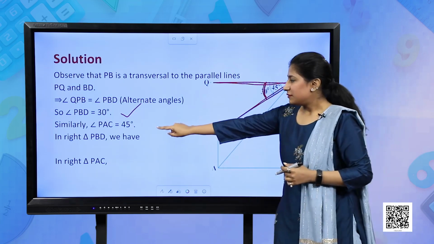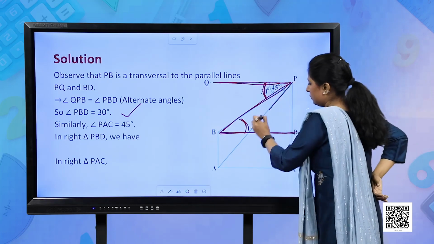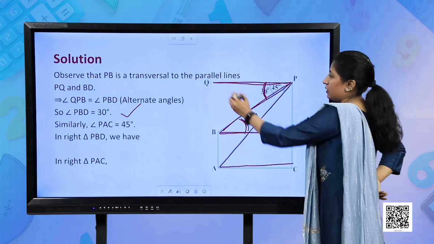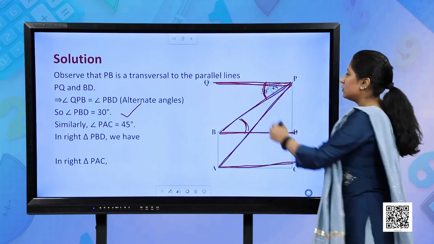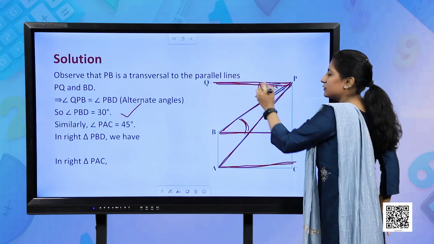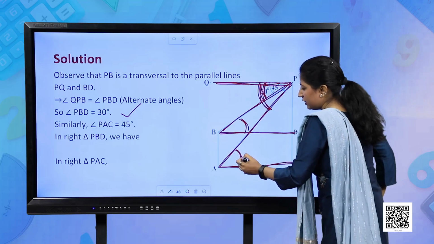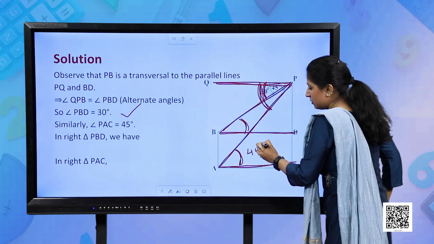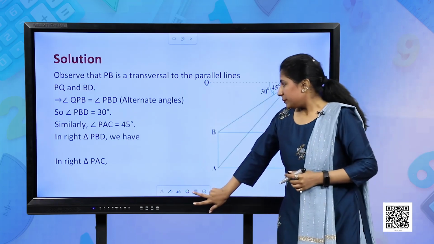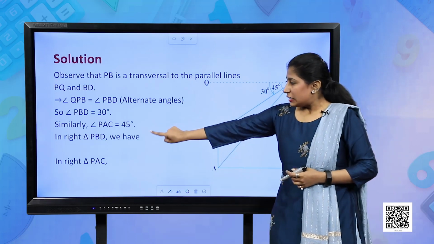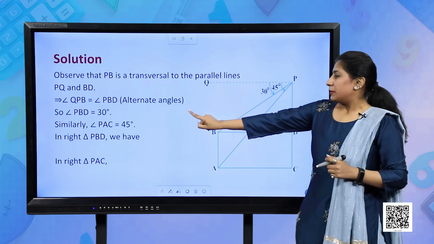Similarly, angle PAC will be 45. I will tell you how. Angle PAC. See, this QPAC forms a Z-like figure again. So this bigger angle is 45. Therefore, this angle PAC will also be 45 degrees. So we have found two angles by using what? Alternate interior angles.